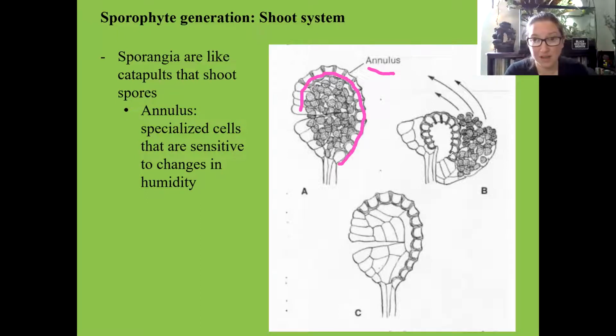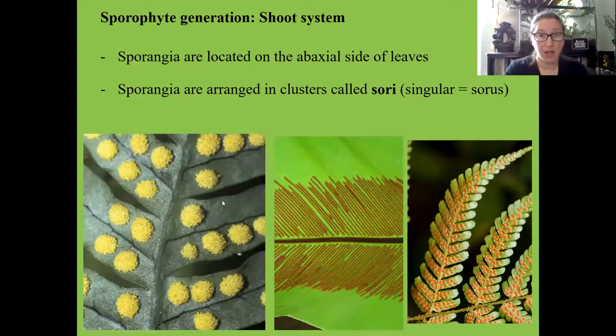When the annulus dries out, it kind of pulls back. And then it causes all this tension, and it gets so much tension that it has to throw the spores out. And then it recoils and it looks like how it did. Even though it's fun to watch me try to recreate this with my hands, it doesn't really do it justice.